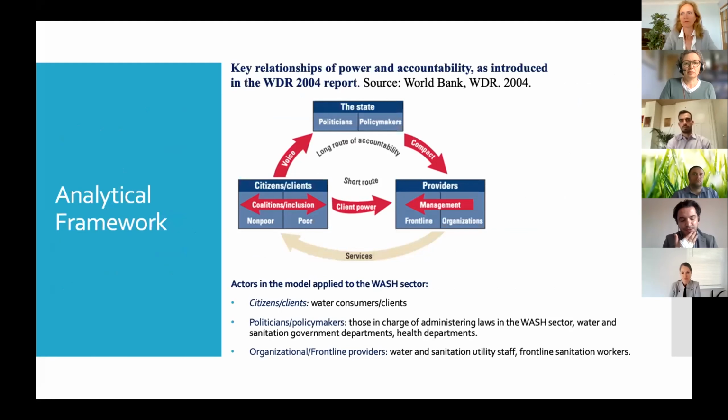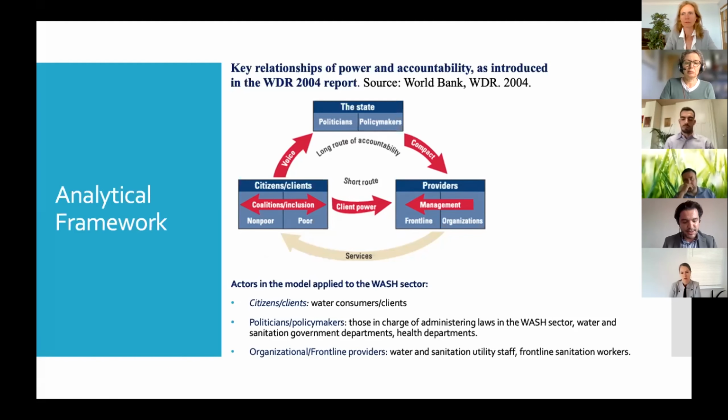This framework comes from a 2004 World Development Report, which was published by the World Bank, and maps out the chain of delivery and service provision as a function of three different actors. These actors include citizens and clients in the left corner, the state in the top part of the slide, and service providers. These actors are involved in relationships of power and accountability, and service failures are a result of breakdowns in any of the accountability networks displayed here.